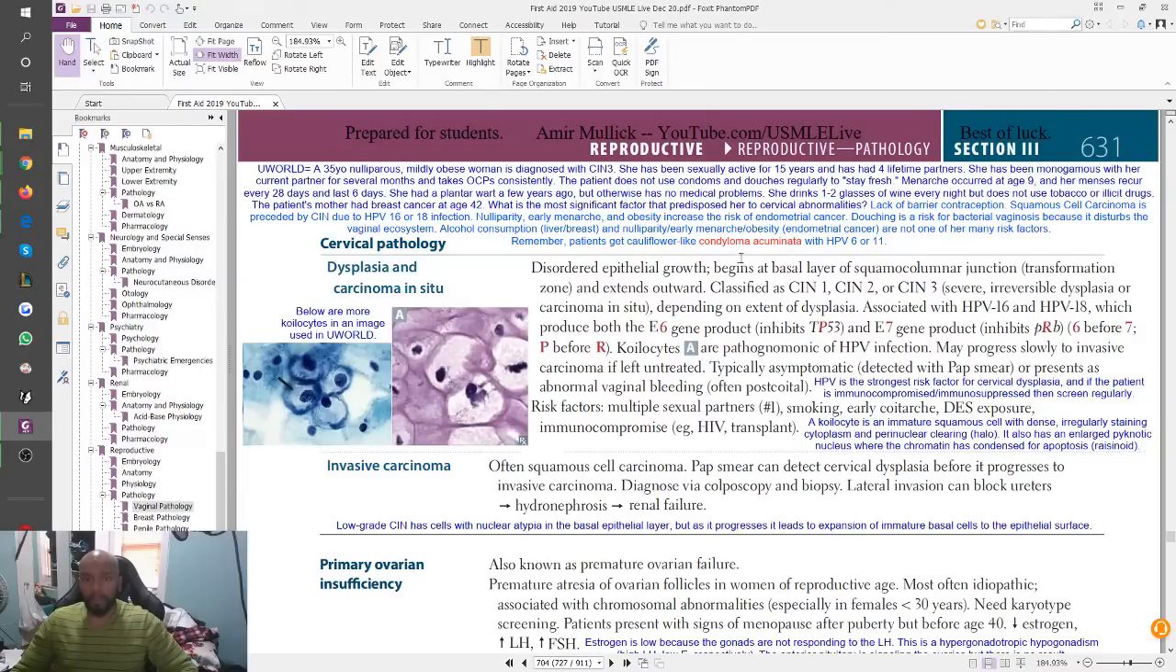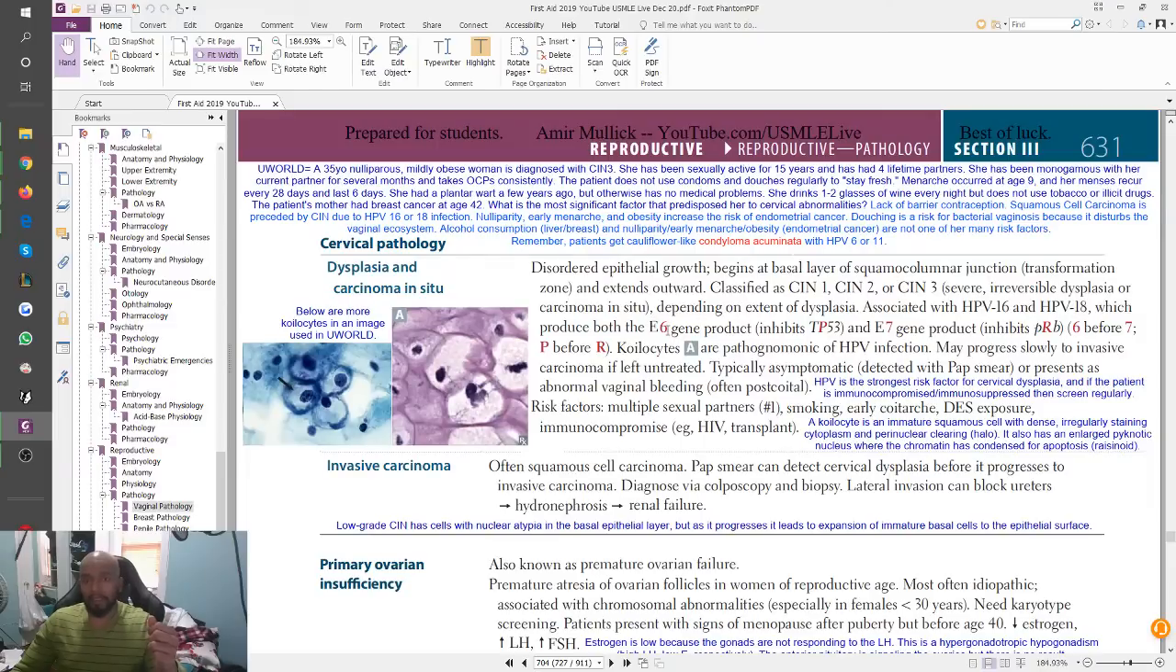So dysplasia and carcinoma in situ of the cervix. Disordered epithelial growth begins at the basal layer of the squamocolumnar junction, which is the transformation zone we talked about earlier in reproductive, and then extends outward. Classified as either 1, 2, or 3, where the 3 is severe irreversible dysplasia or carcinoma in situ, depending on the extent of dysplasia. So that's all pathology stuff. Associated with HPV 16 or 18, which produces both the E6 gene product and the E7 gene product, right? And you have to remember these gene products because that's the pathophysiology of how HPV causes cervical cancer.